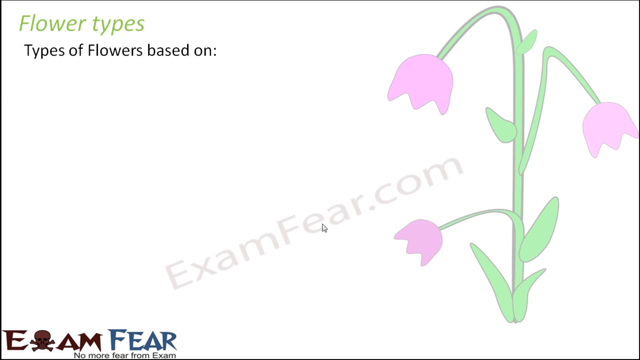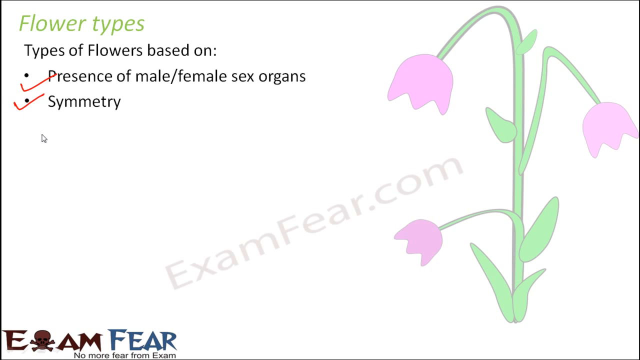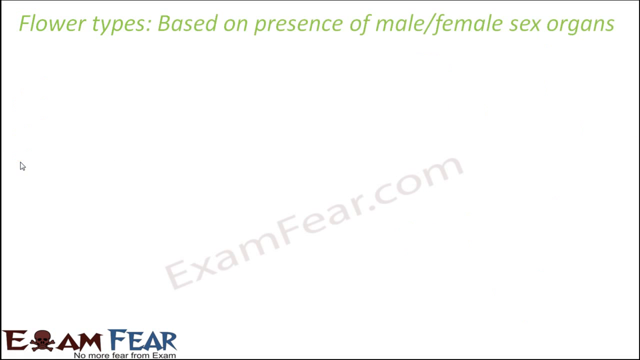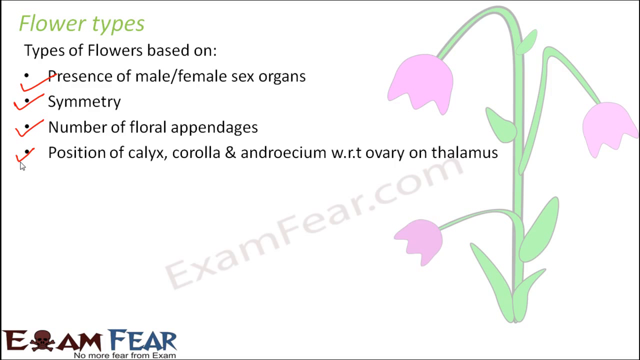So we will discuss the types of flowers based on the presence of male or female sex organs. We will also discuss the types of flowers based on symmetry, types of flower based on number of floral appendages. We'll also talk about the variety of flowers based on position of calyx, corolla and androecium with respect to the ovary on thalamus. So these are some of the bases which we will talk about.